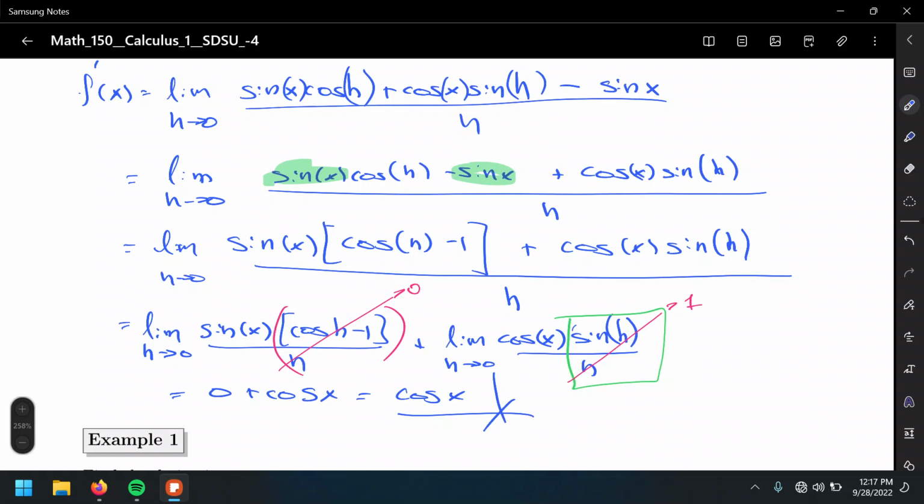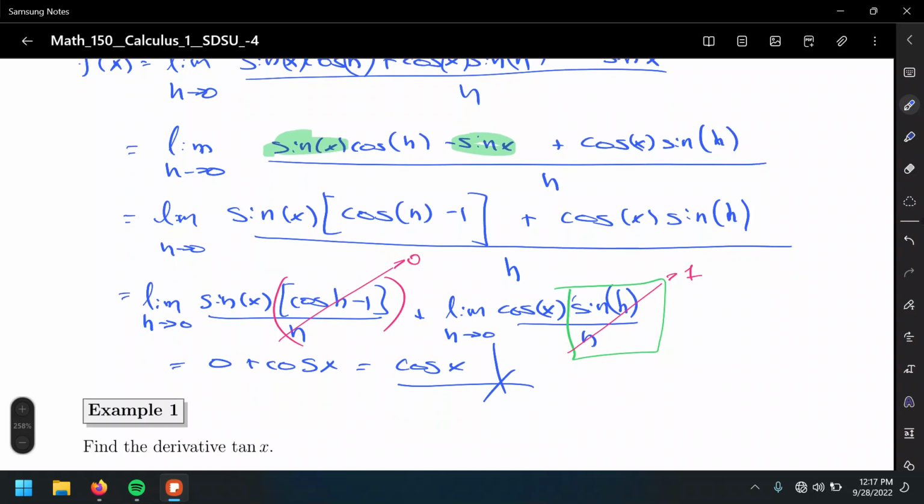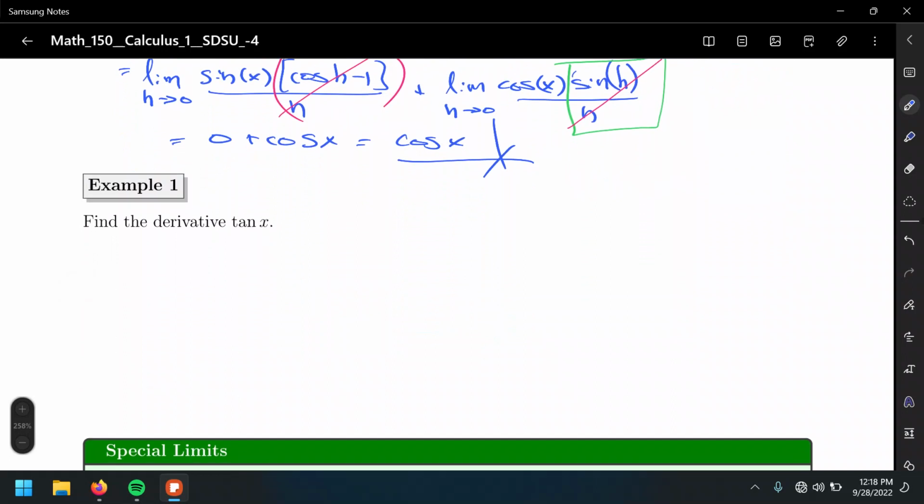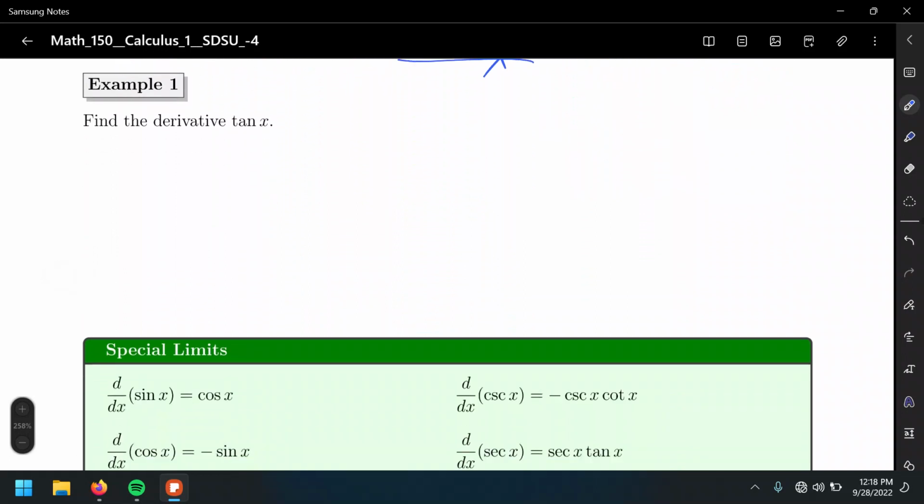equals cosine. Do we have to do this for every single formula? No, we don't have to. So let's see. Let's find a formula to find the derivative of the tangent function. Well, in this case we're not going to use the limit definition.